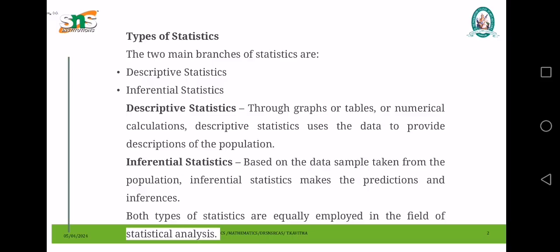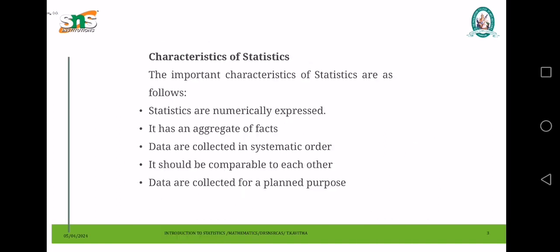Types of statistics. The two main branches of statistics are descriptive statistics and inferential statistics. Descriptive statistics: through graphs or tables or numerical calculations, descriptive statistics uses the data to provide descriptions of the population. In inferential statistics, based on the data sample taken from the population, inferential statistics makes predictions and inferences. Both types of statistics are equally employed in the field of statistical analysis.